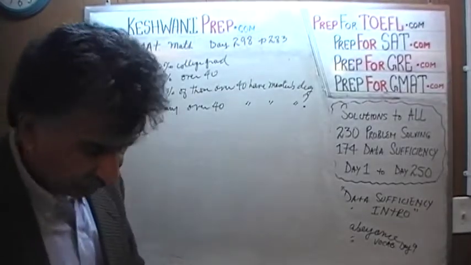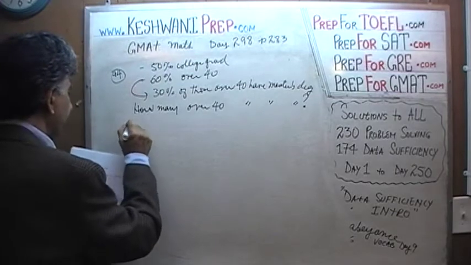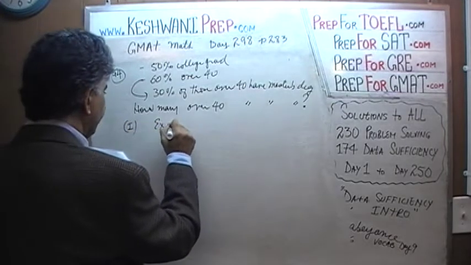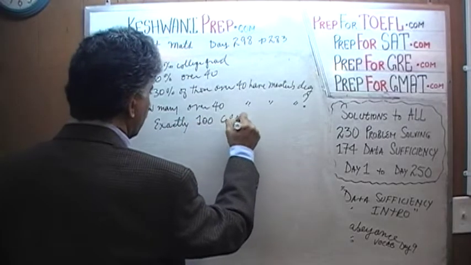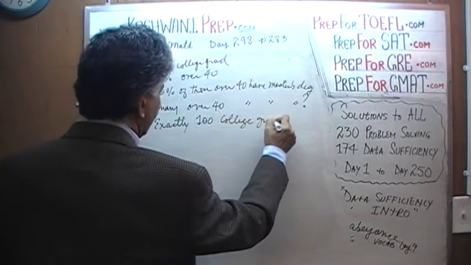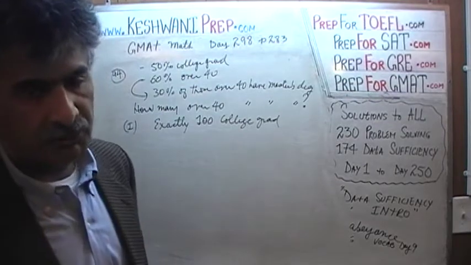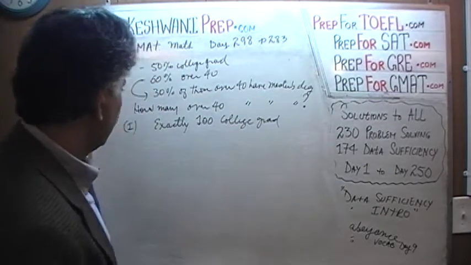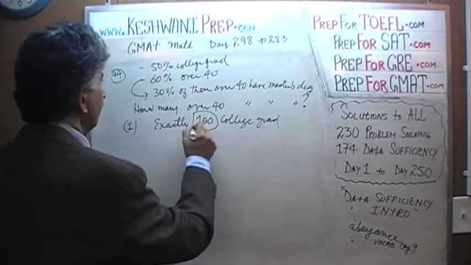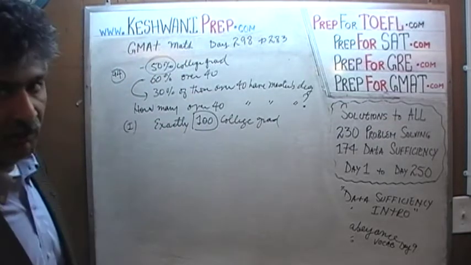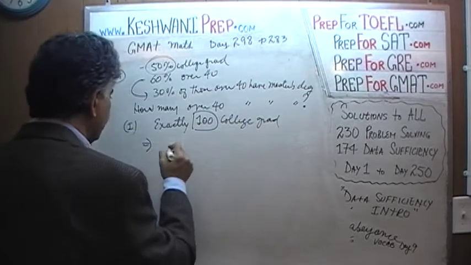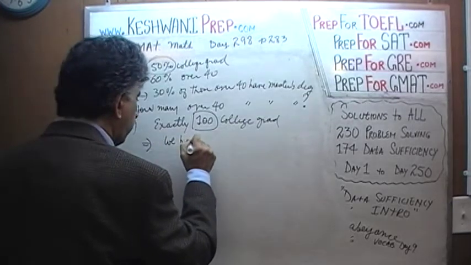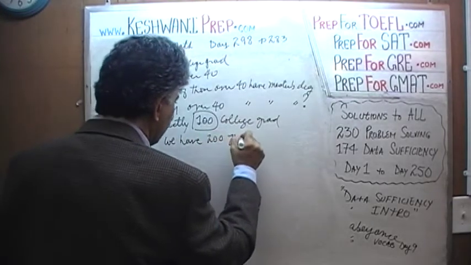Let's see what they tell us in the first statement. In the first statement, they tell us that exactly 100 college graduates are in the office. Well, if exactly 100 college graduates are in the office, and we are told that 50% of the people in the office have a college degree, that implies that we must have 200 people total.